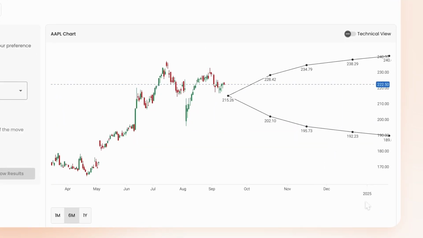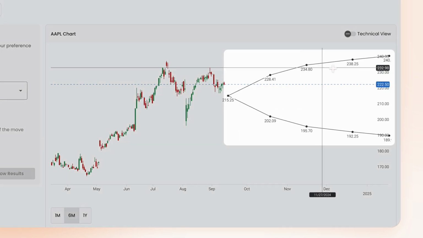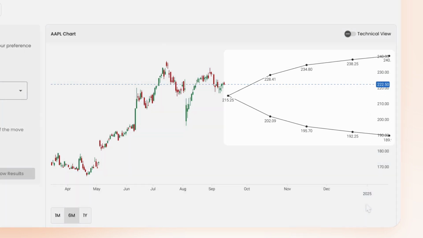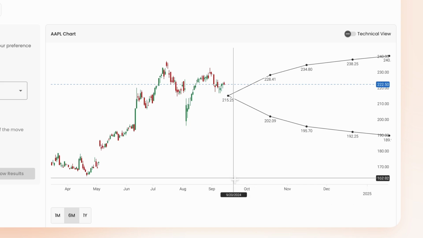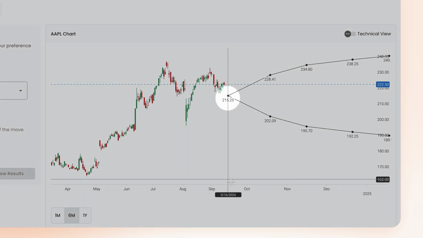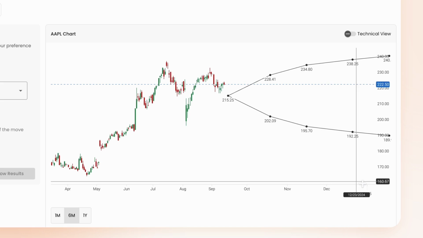The default charting view provides a volatility cone, a handy visual for estimating the potential range of Apple's price based on volatility. The cone begins with today's price of $215.25 and widens the further we move forward as the future's uncertainty increases. The wider the cone, the more volatile the stock is.